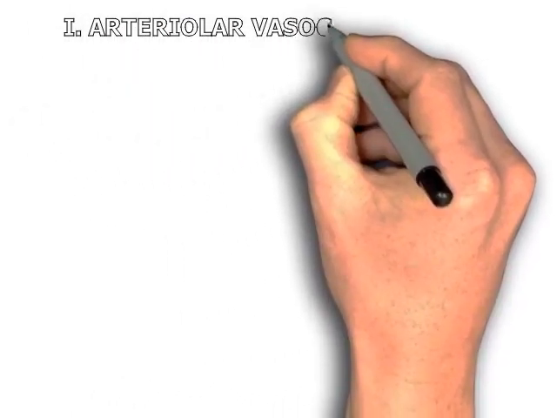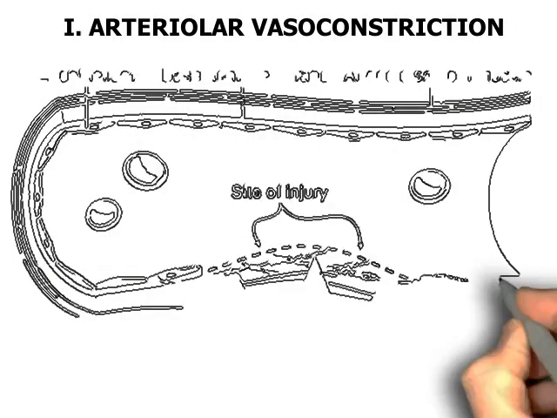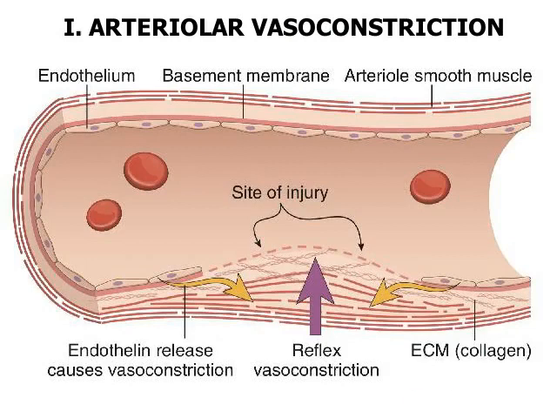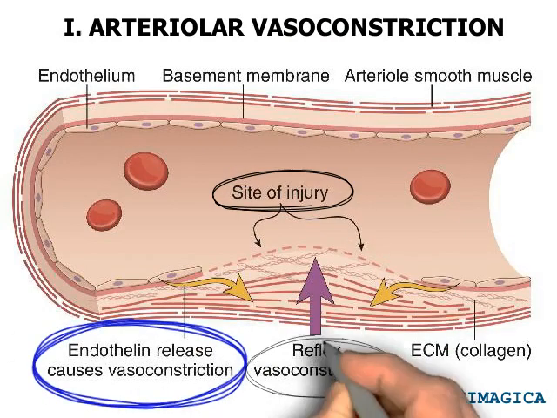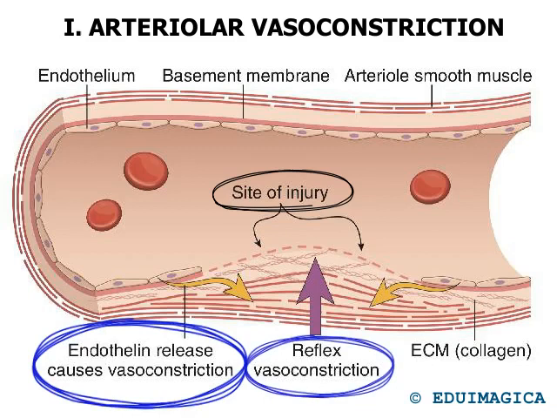So let's talk about the arteriolar vasoconstriction. It occurs immediately and reduces the blood flow to the injured area. It is mediated by a reflex neurogenic mechanism and followed by the local secretion of factors such as endothelin, which is a potent endothelium-derived vasoconstrictor. This effect is transient, however, and bleeding would resume if not for activation of platelets and coagulation factors.